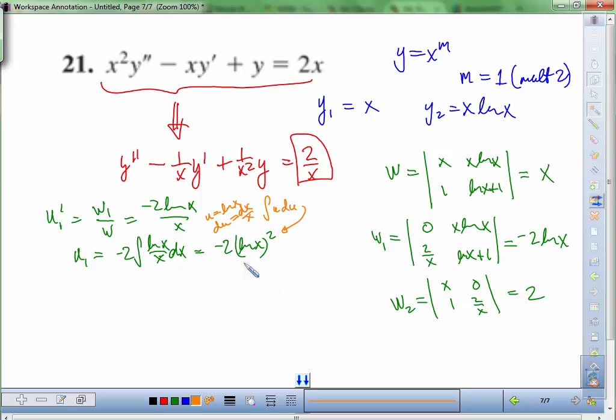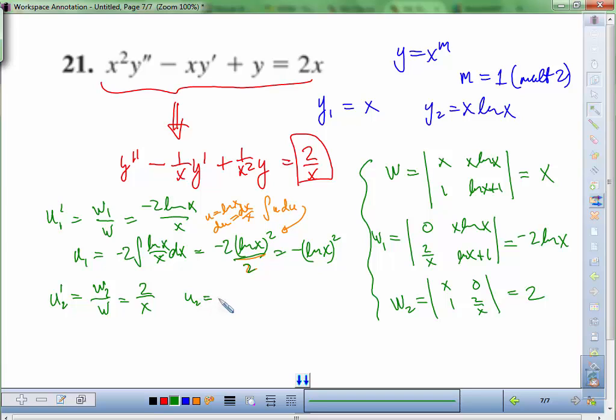No, this would just be u squared over 2, so negative ln x squared. Is that good? Now, the u2 is going to be w2 over w. And w2 is a constant, and w is just x. And so u2 is the antiderivative of that, and this is going to be 2 times the antiderivative of 1 over x.